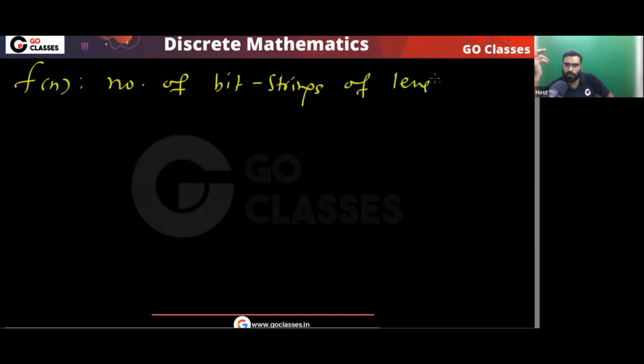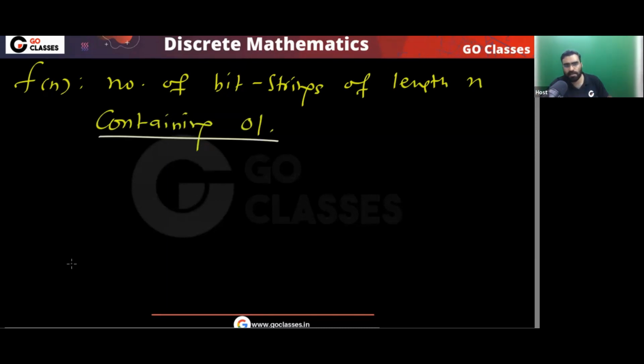So let's assume that Fn is the number of bit strings of length n containing 0, 1. Okay, you must contain 0, 1. So very simple. This is your Fn. Fn is the number of bit strings of length n containing 0, 1. We must contain 0, 1. Okay, so first you find the initial conditions.